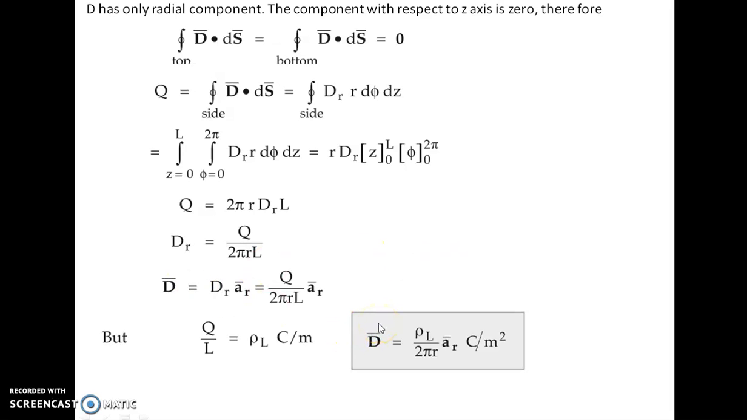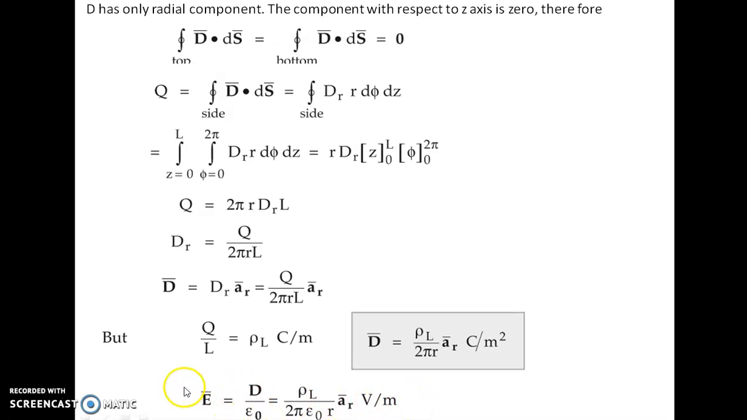Now we can obtain the equation for E, which is equal to D by epsilon naught. So E is equal to D by epsilon naught. Substituting D as rho L by 2 pi r into a_r cap, I can write the equation for E as rho L by 2 pi epsilon naught r into a_r cap. So these are the equations for D and E. We obtained the equations for D and E in a line charge.